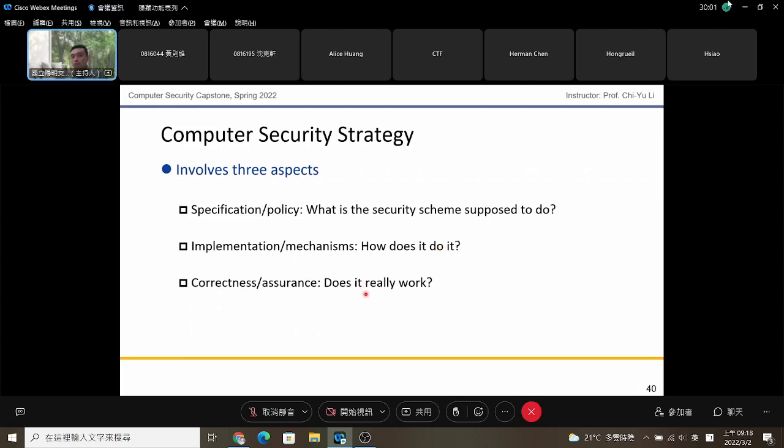The last one would be the evaluation. How correct the mechanism is, and how much assurance the mechanism can provide to secure the system. So this means, does this really work based on the evaluation? Usually, how can we evaluate one mechanism? We can try to launch potential attacks to see whether the security mechanism can defend against these attacks or not.